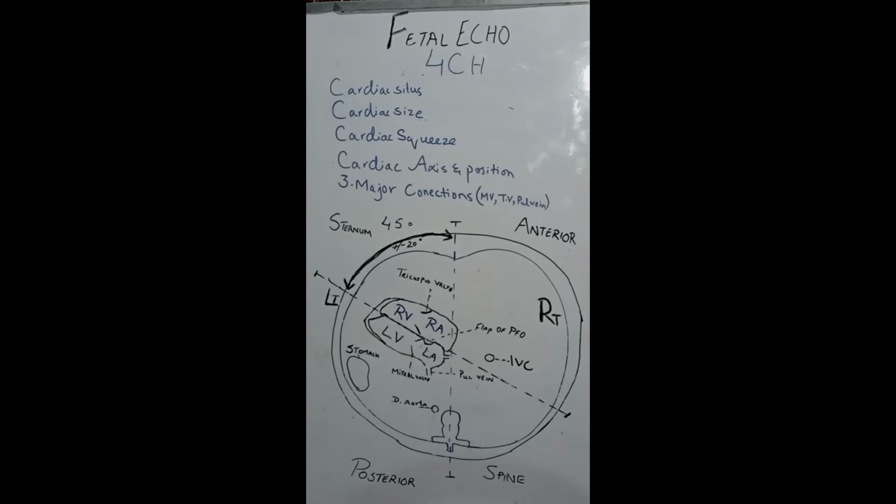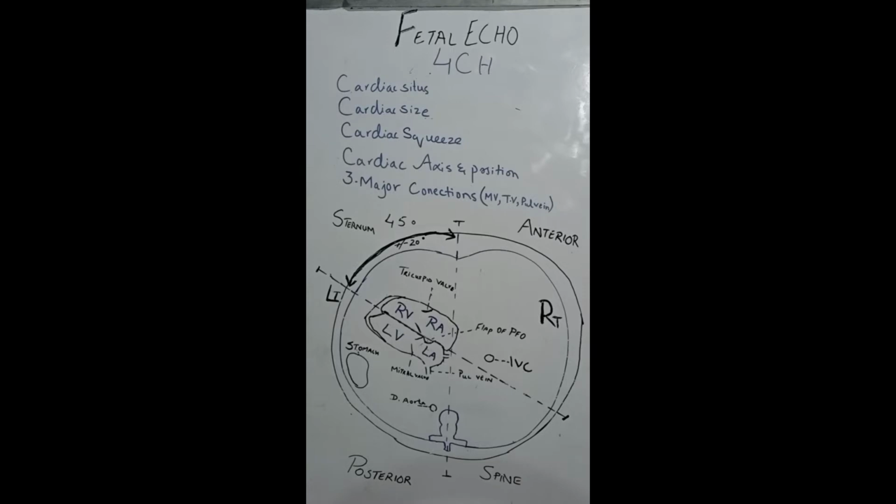Cardiac situs. Here in the picture, we can see the stomach bubble and descending aorta on the left side, and the apex of the heart on the left side, which shows that the cardiac situs and the abdominal situs are normal.